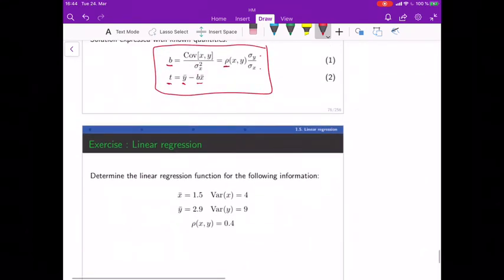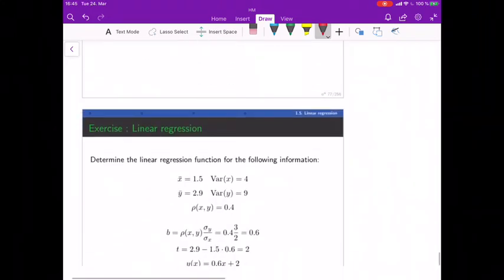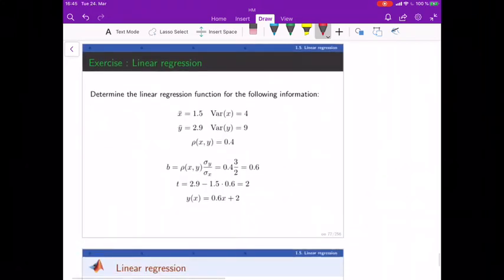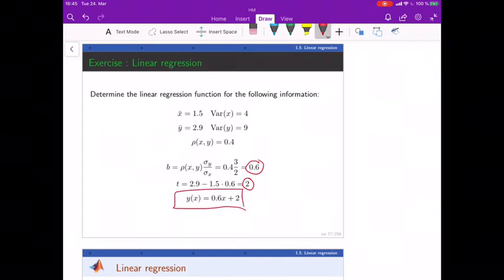Keep this here so you can see it. Determine the linear regression function of the following information. Okay, you probably paused the whole thing, and if you've done the calculation right, you're going to get steepness 0.6, offset 2. So in total our curve is 0.6x plus 2.